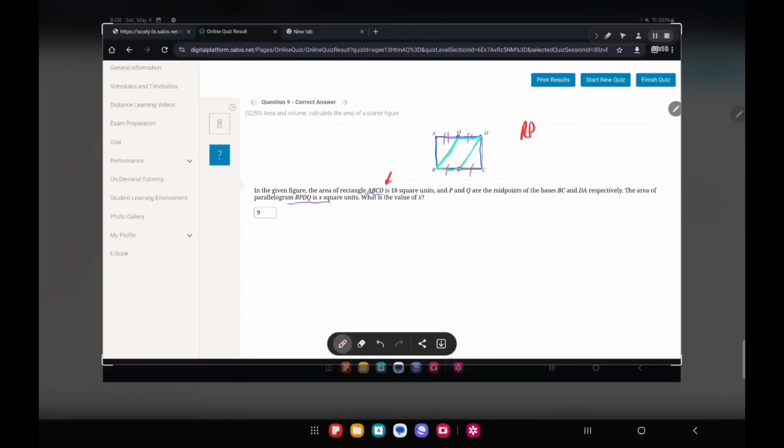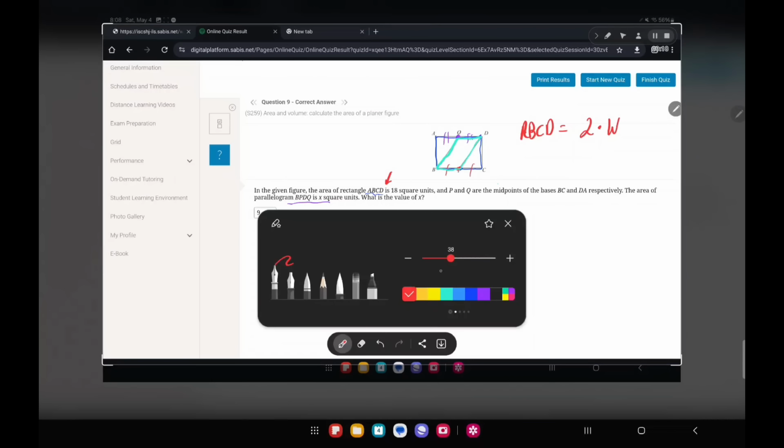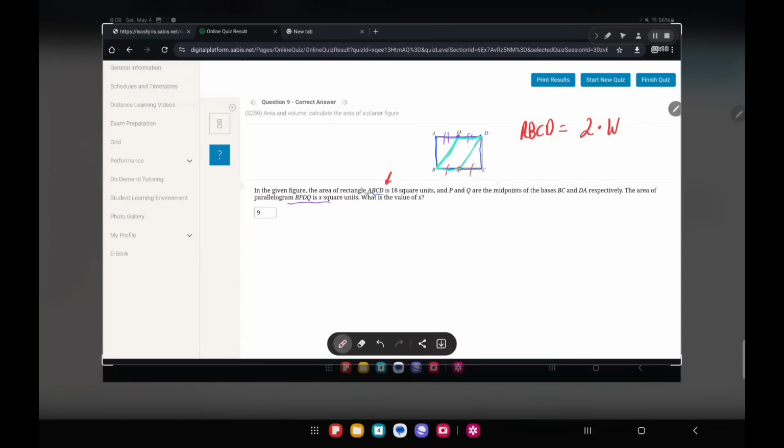And you know, the area of ABCD is equal to length times width, right? Because it's a rectangle. What's the length of ABCD? Obviously, it's going to be BC, times the width CD, right? And they told me that this is equal to 18. So BC times CD equals 18. Until now, very simple. They're saying they want the area of BPDQ, which is a parallelogram.